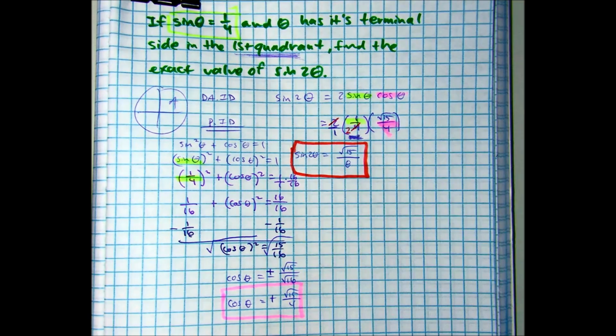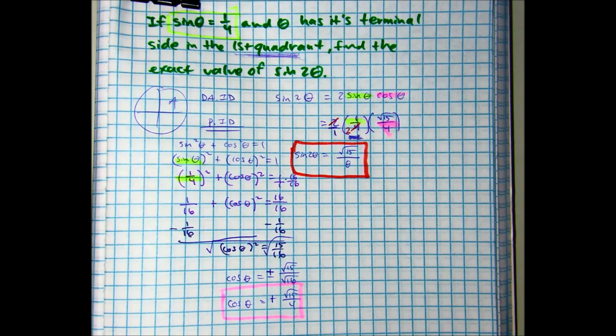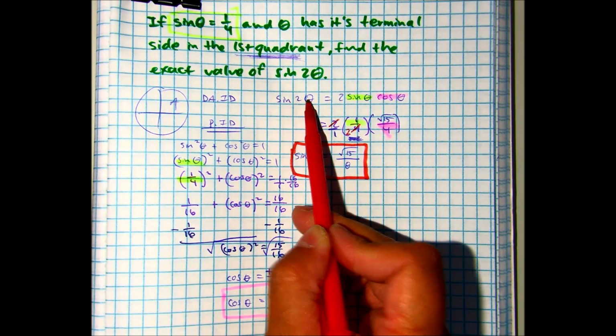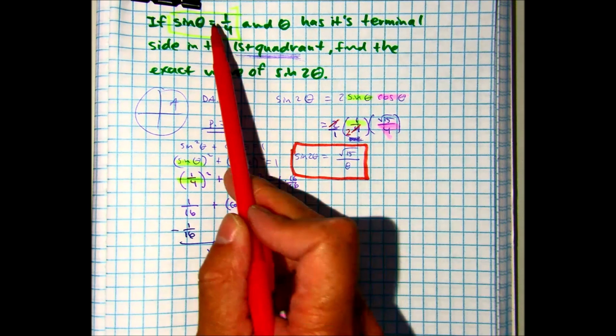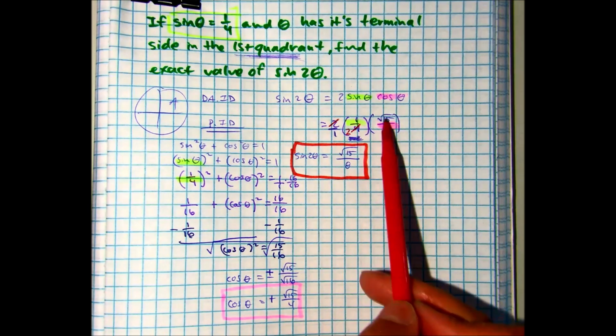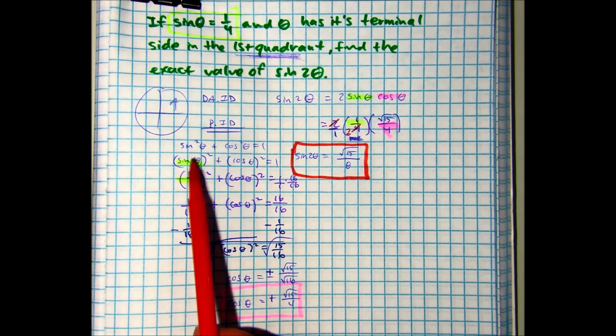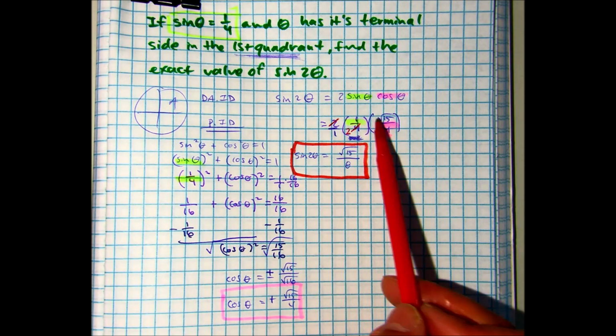Summarize what we did here. I wrote down the double angle identity of sine because I see 2 times the angle. I have sine, but I needed to find cosine. How do I make the 2 of them work? I have to use the Pythagorean identity, solve, and then substitute back in, and you get an answer.